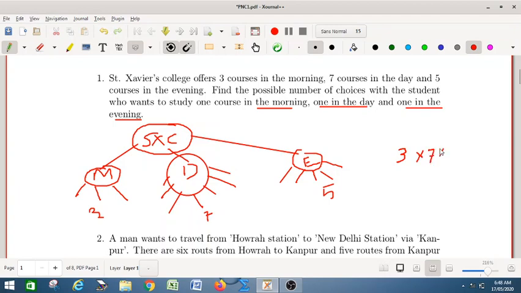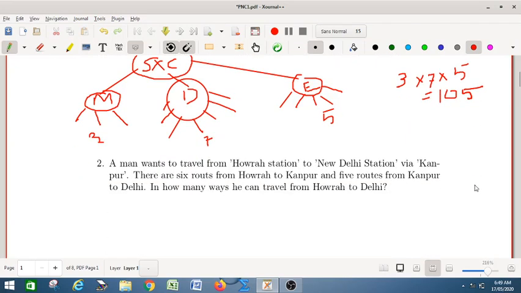Why? Because he wants to choose a course in the morning and a course in the day and a course in the evening. So all the things are happening simultaneously. So all the experiments are going on simultaneously. In this case you have 3 choices in the morning, 7 choices in the day, 5 choices in the evening. So the total number of ways is 3 into 7 into 5, and that is equal to 105. Okay, so this is the number of ways. Clear?